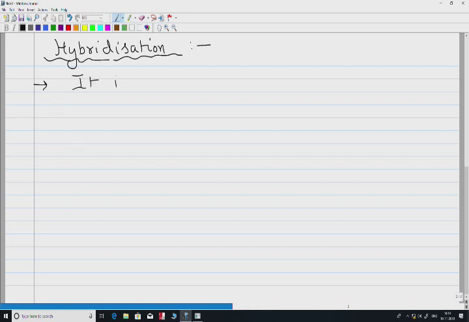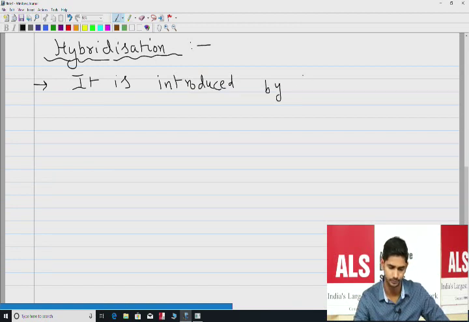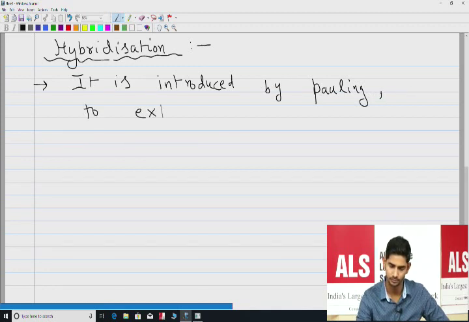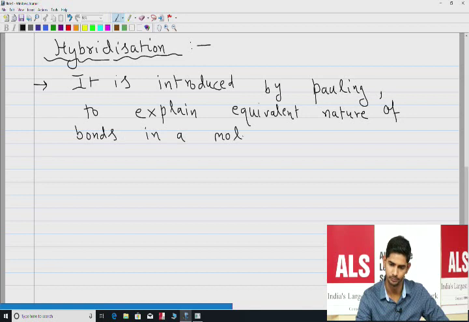It is introduced by Pauling to explain the equivalent nature of bonds in a molecule.